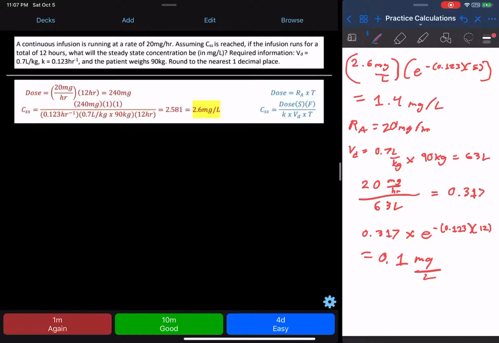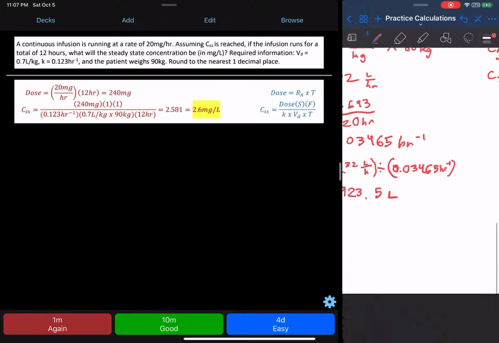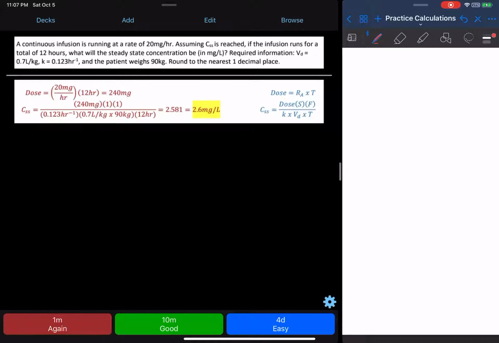And it's wrong. Okay, where did we go wrong? We did not solve for dose. Okay. Man, we used the wrong formula for this one. Okay, can't get them all. So we should have done rate times time, 20 times 12 hours. That's fine. And then for steady state, we solve for the dose, and then K times volume of distribution over time. Okay.